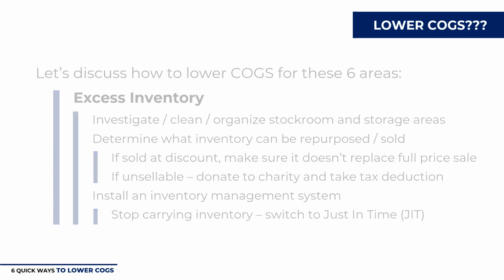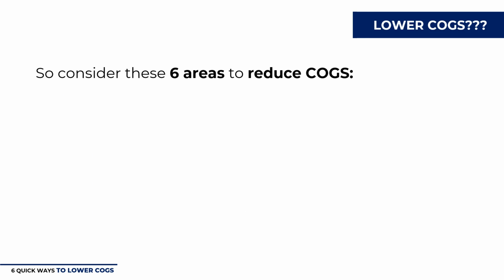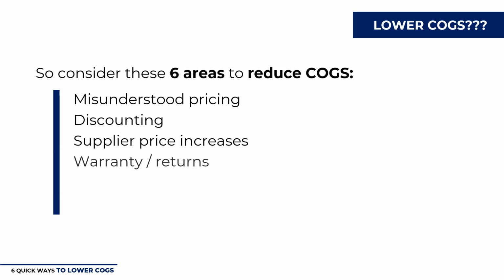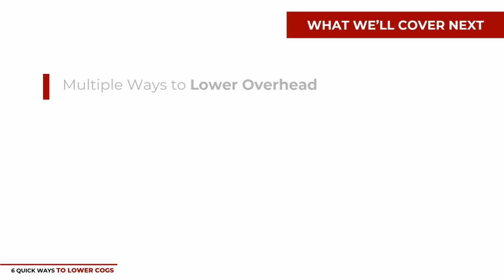So to recap, there are 6 areas to consider when looking to reduce your COGS: misunderstood pricing, discounting, supplier price increases, warranty and returns, scrap, and excess inventory. I hope this session has made you vitally aware of the financial damage small cost increases can have on the profitability of your business.